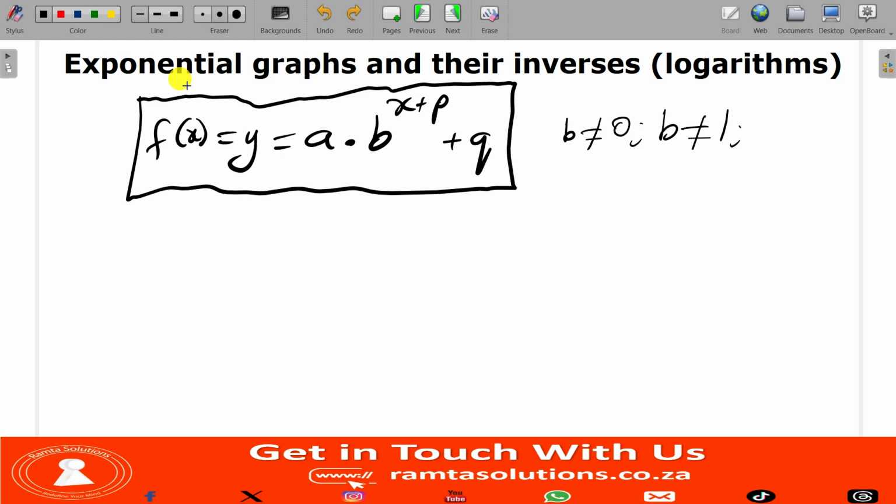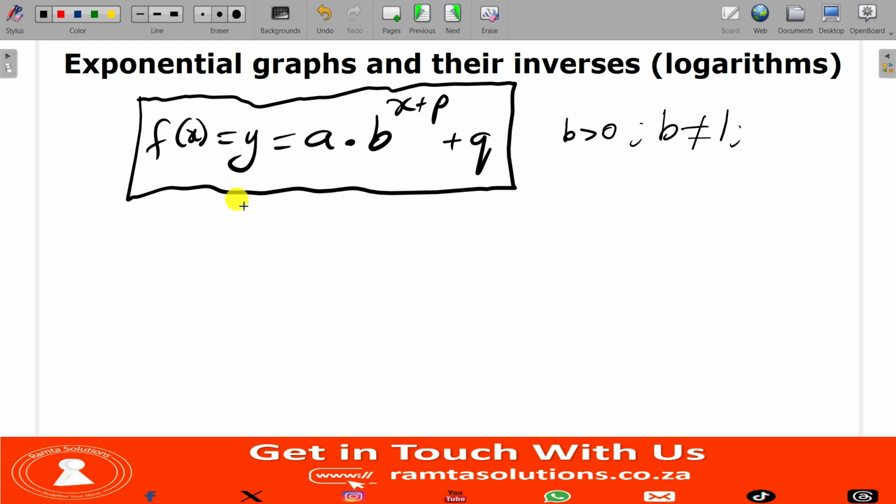Will that be correct? Yes, b is greater than 0. It's not supposed to be less than 0. B should not be negative. So let's fix it: it is greater than 0, and it should also not be equal to 1. So these are the conditions.